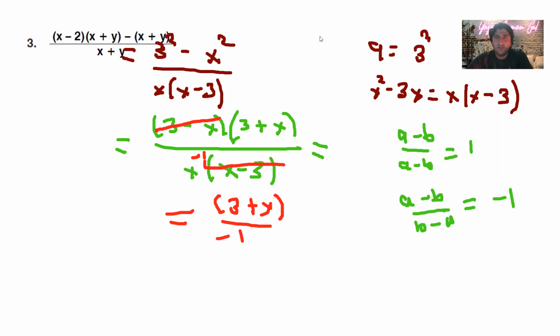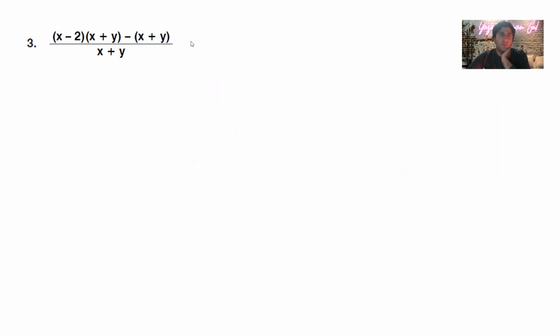We have question 3 here. This question says (x minus 2) times (x plus y) minus (x plus y), over (x plus y). For these types of questions, again, the same thing: we're just going to look to find what rule we can apply. Then once we find it, we'll just apply the rule.